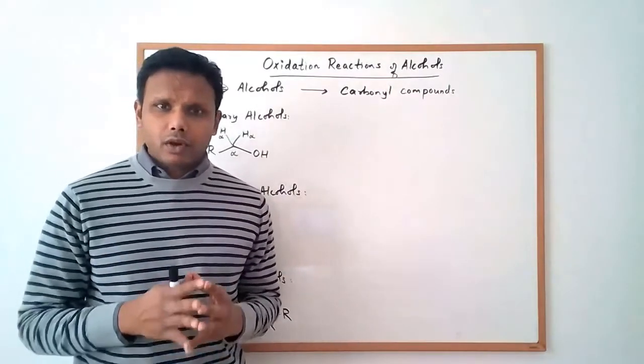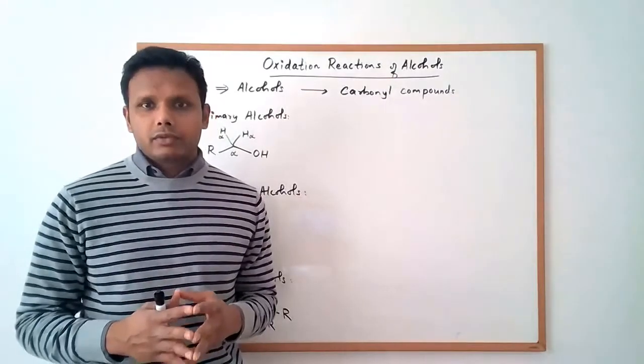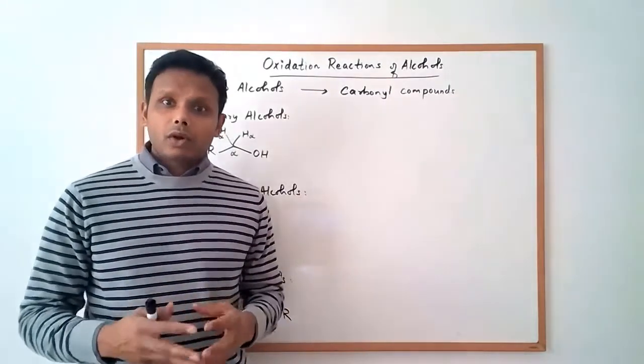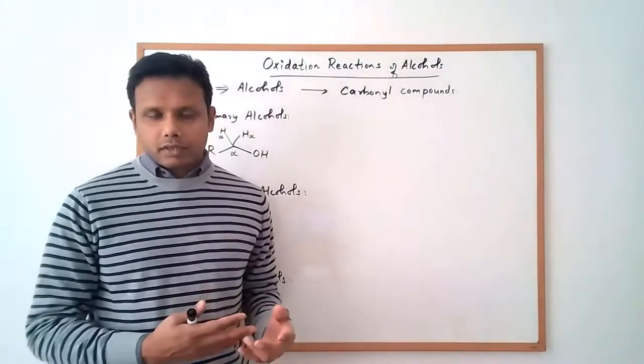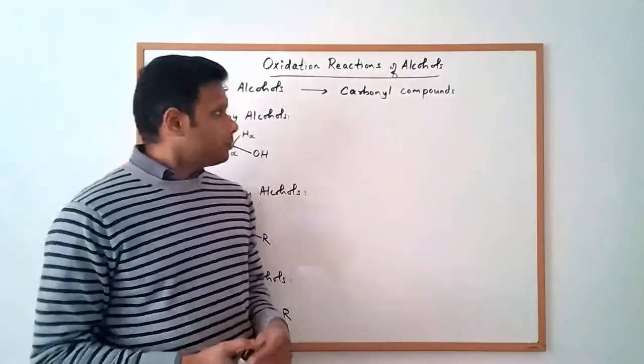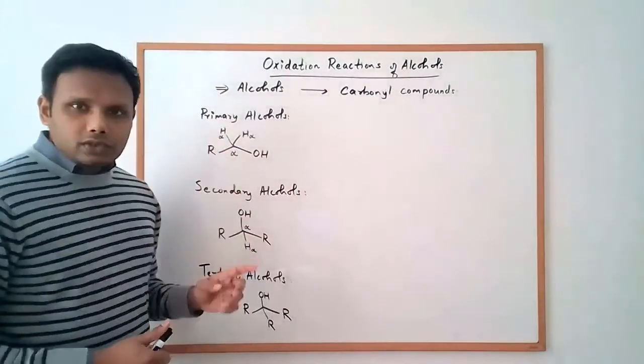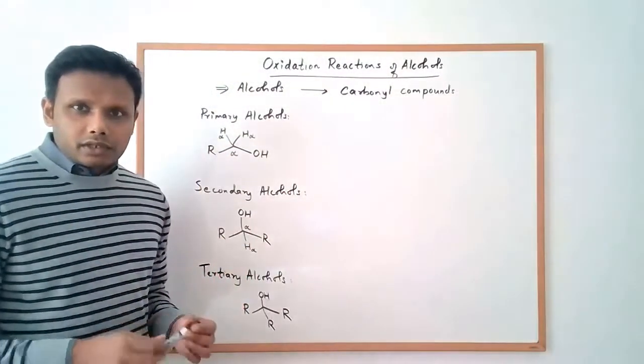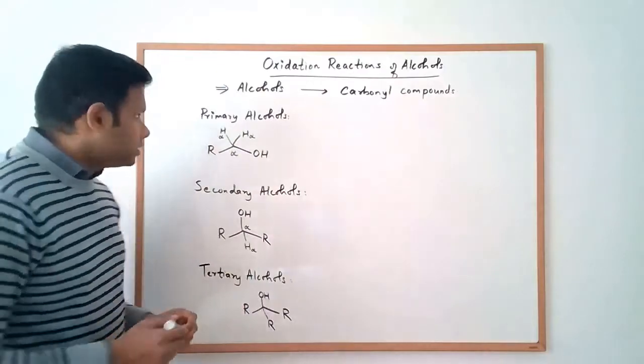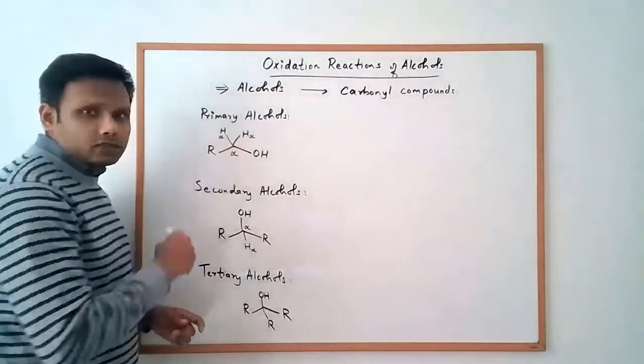It really depends on the alcohol that we're going to start out with. And not all alcohols can be oxidized. That's something else that we're going to see here. Okay, so primary alcohols, I've drawn the general structure of a primary alcohol here. And the key thing to notice here is the number of alpha hydrogens.